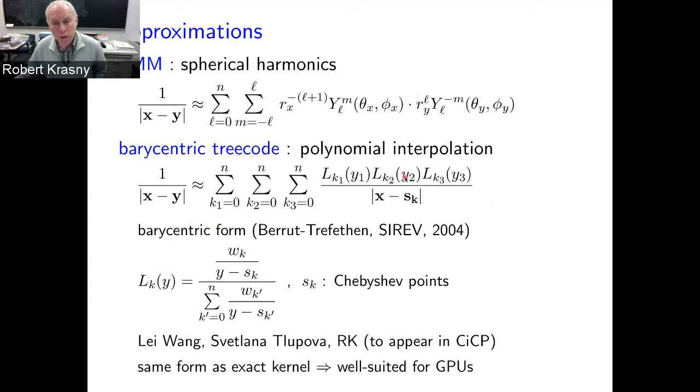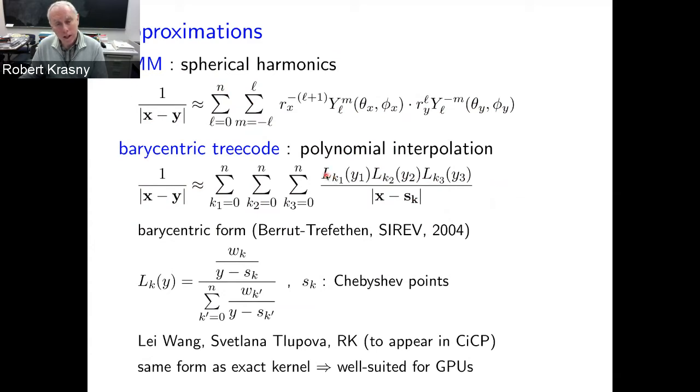And y1, y2, y3 are the Cartesian coordinates of the y point over here. The x is the same. The sk are the interpolation points. So you pick some interpolation points. In this formula, if we plug in y equals sk, it will reproduce the value here of the Coulomb potential. And that's due to the properties of these Lagrange polynomials. So this is just a 3D version of polynomial interpolation that you learned in a first numerical analysis class.